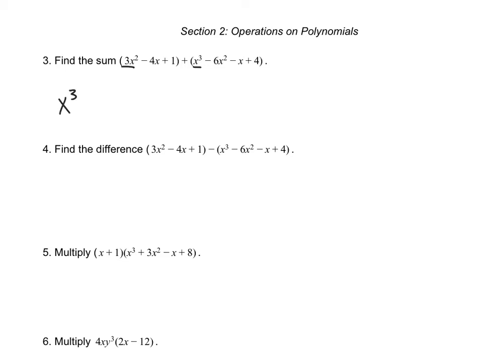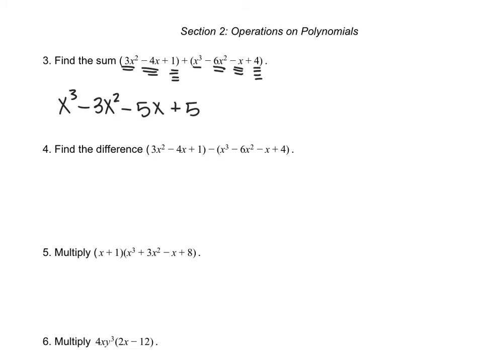Then working my way down would be x squared, and there's a 3x squared and a negative 6x squared. 3 minus 6 is going to give us negative 3x squared. And then we have our x terms. So you have negative 4x minus x, which gives us negative 5x. And then lastly, we have 1 plus 4, which is 5.